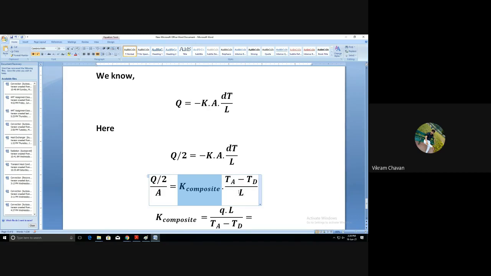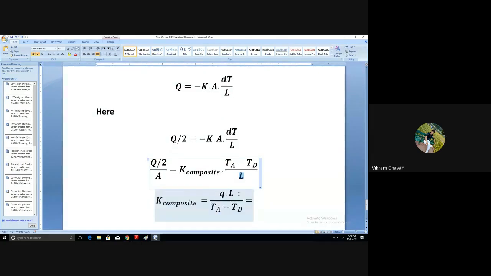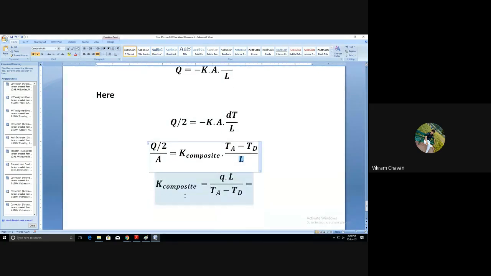Here L is the total thickness of that particular slab, that is 12 mm plus 12 mm plus 10 mm, which equals 34 mm. So L will be equal to 34 mm, and then we calculate K composite as Q multiplied by L divided by Ta minus Td, and that will be our final answer. Okay, getting it?